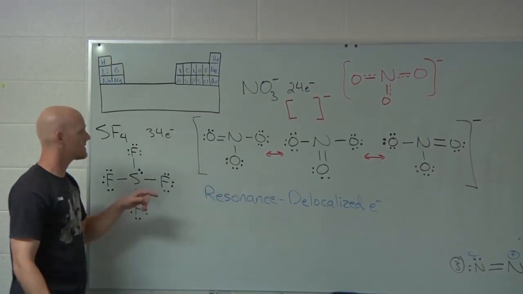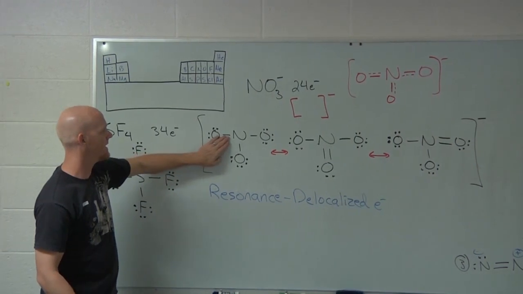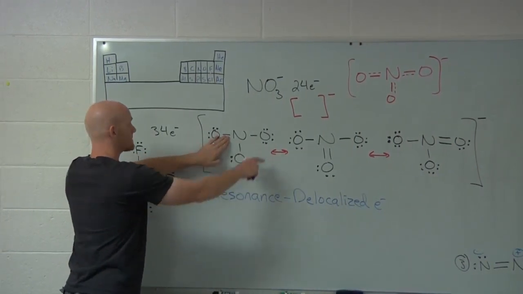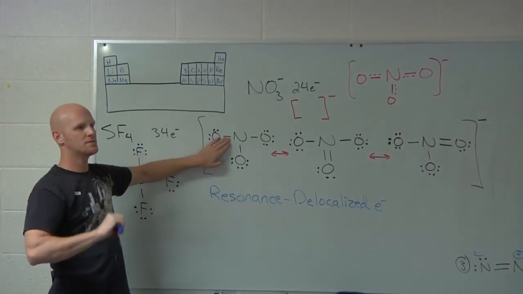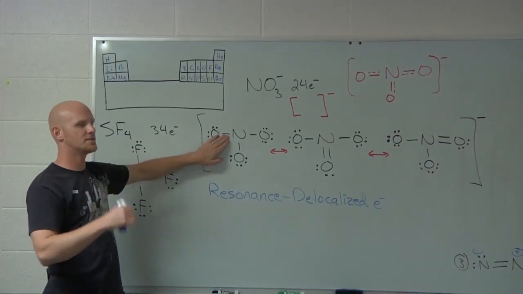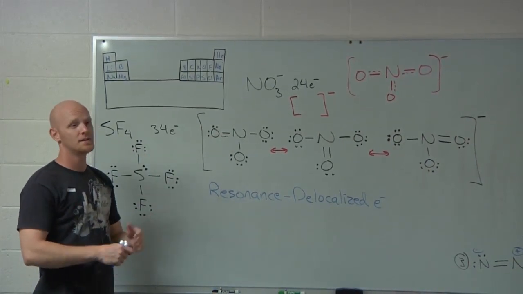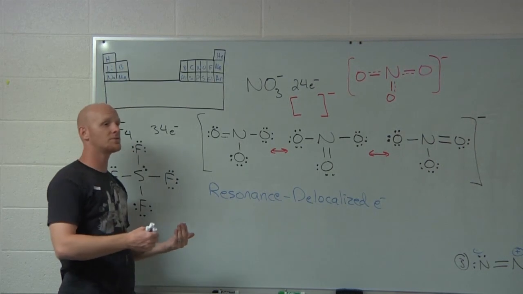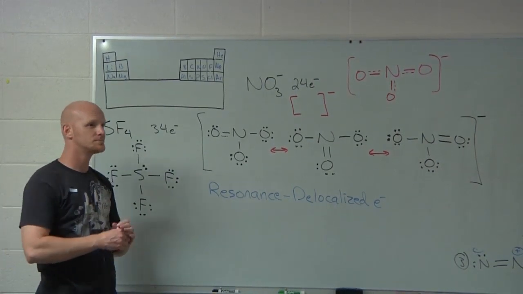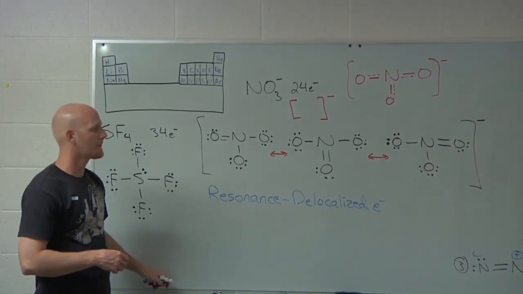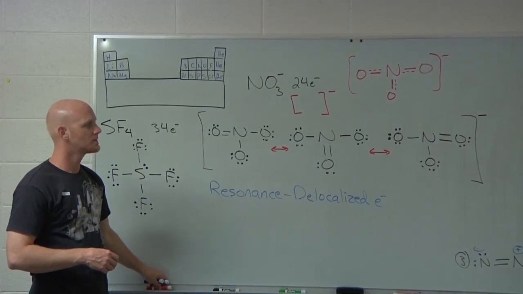But once I got as far as seeing that I had a nitrogen with 3 oxygens around it and one of them had to share, at that point that would be sufficient to know that, oh yeah, that's going to be 3 resonance structures. That would have been the answer to the question of which of the following can be represented by 3 resonance structures. Cool.